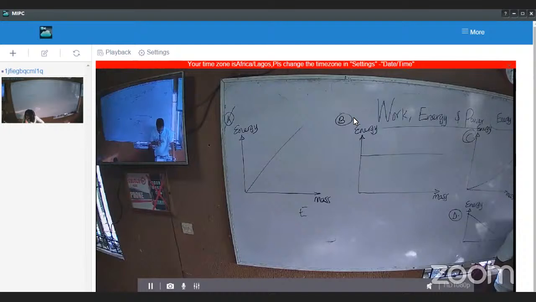Find the potential energy of an object of mass 10 kilogram placed on a building floor, 10 meters above the ground level. Quickly, do it. I'm sure you all know the formula.